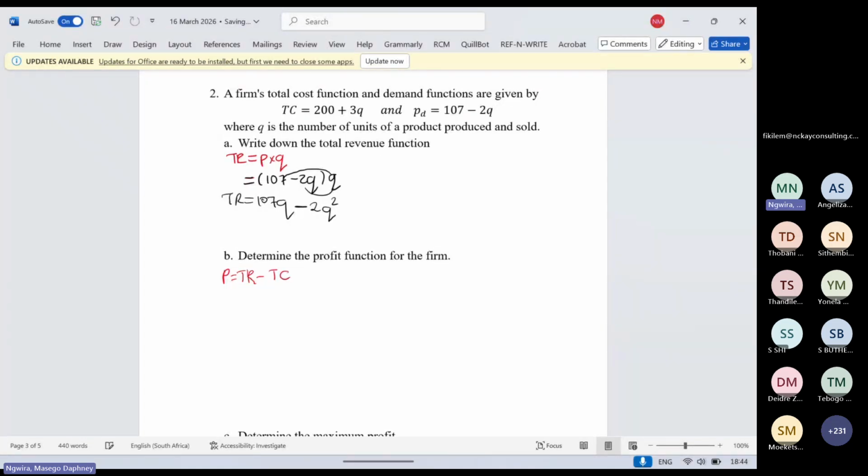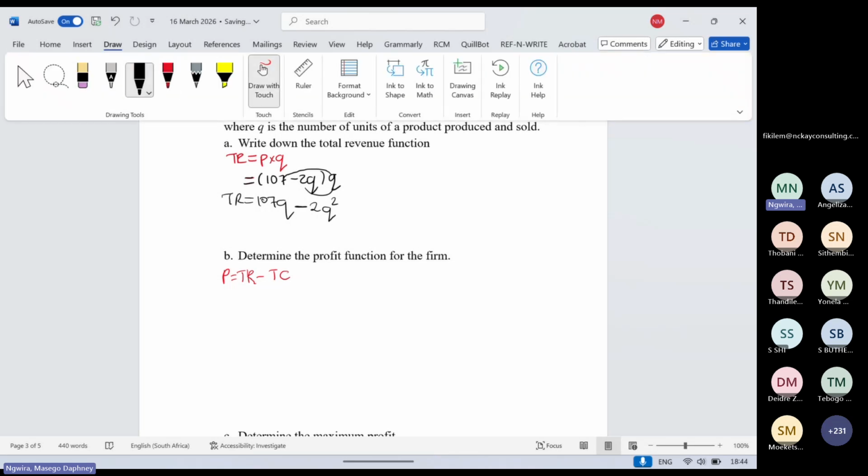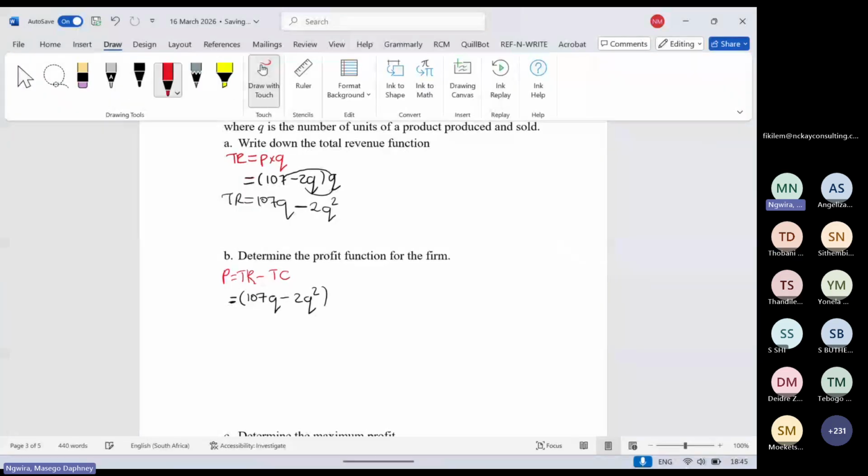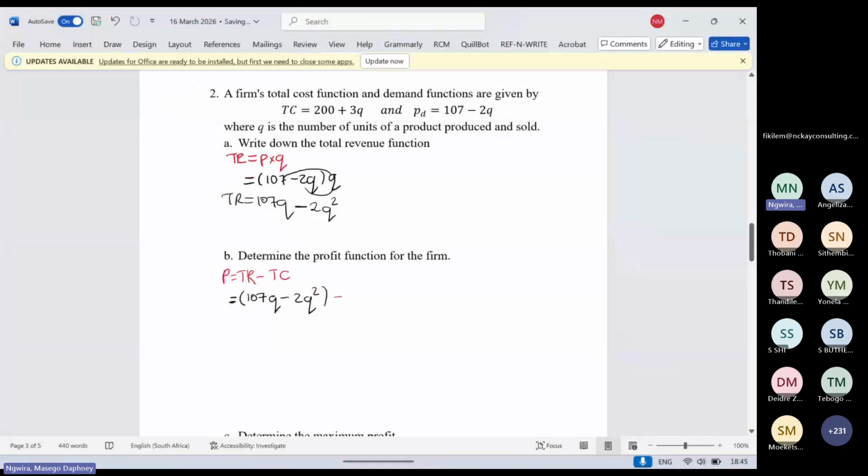Yes, and then we have our total cost. We also have our total revenue. So we are going to minus the two. Because they are functions, I'm going to use brackets for TR. I'm just going to separate these. Q minus 2Q squared. And then I say negative, this negative that is between.